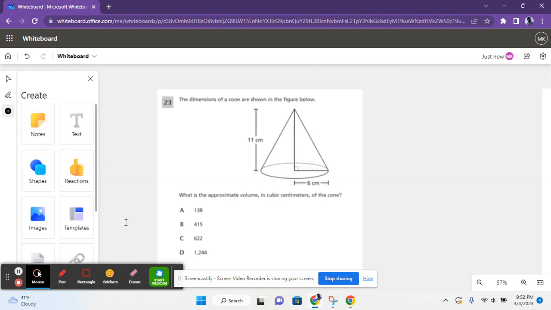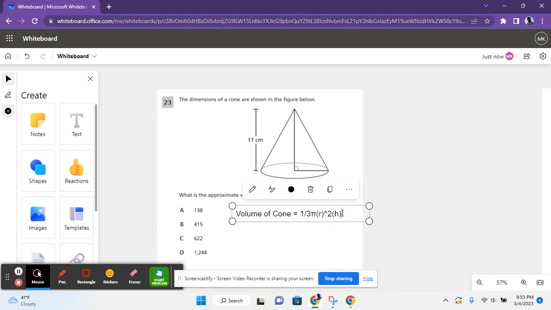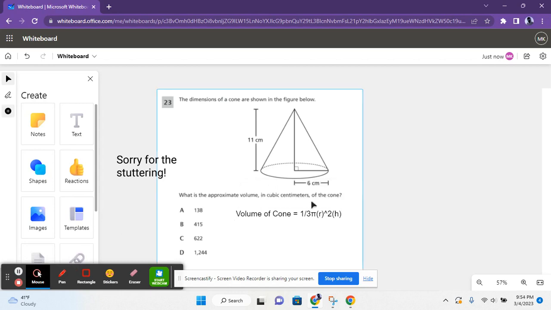So for question 23, it says the dimensions of a cone are shown in the figure below. What is the approximate volume in cubic centimeters of the cone? So here you need to know the formula for the volume of a cone, which you can find at the top of the state exam in the conversions chart. The volume of a cone is 1/3 pi r squared times height. So now we have to replace the variables in the formula with the corresponding values of the cone.